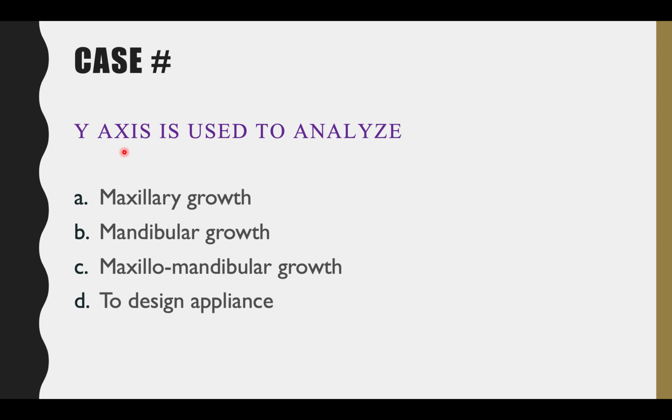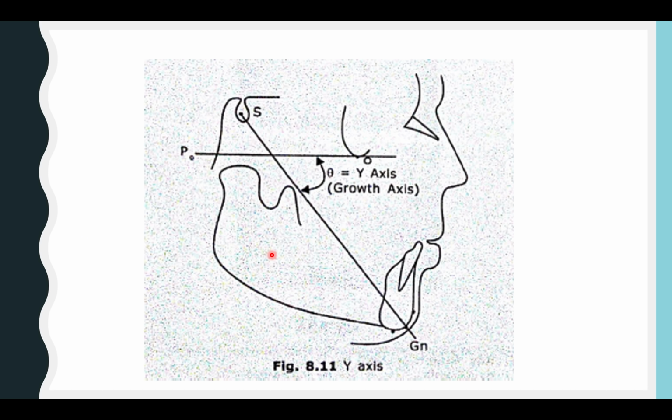Next we are moving to the y-axis, which is used to analyze mandibular growth. It is a parameter already discussed previously. So what is the y-axis? It is the angle between the FH plane and sella to gnathion. So this is the inferior angle.